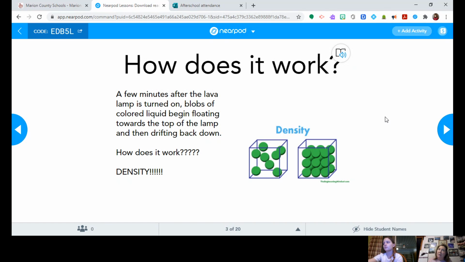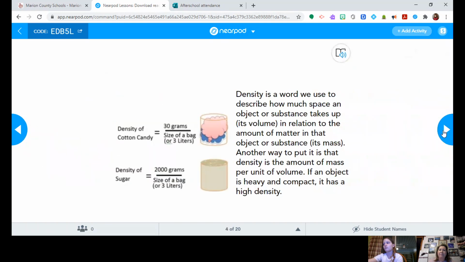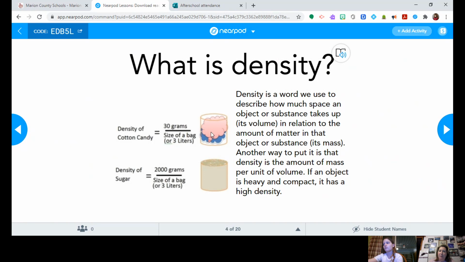And so the different weight is really a measure of how much gravity it takes to hold you down. My mass, the mass of my body, is still the same, but the weight is different. So when we think about density, we describe how much space an object or a substance takes up in relation to how much matter is in it.